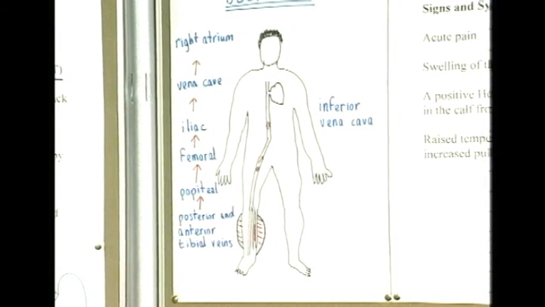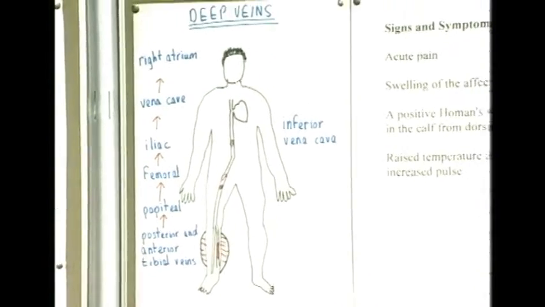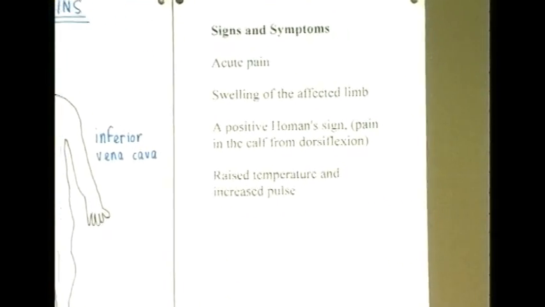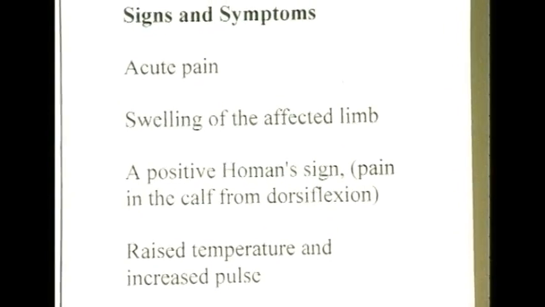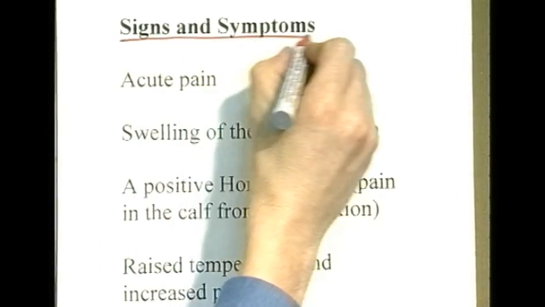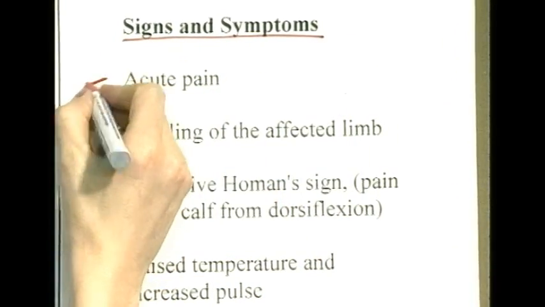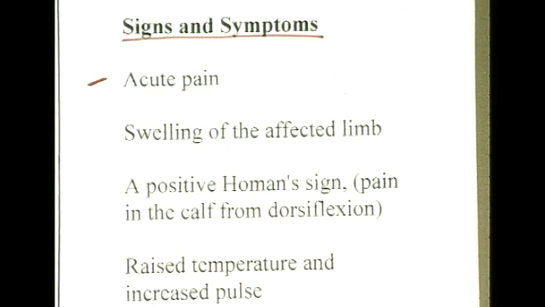Let's think now about the signs and symptoms of a deep vein thrombosis. How would you recognise one should it occur? Hopefully it won't occur. Hopefully we're going to prevent it. But should it occur? Signs and symptoms. Well, it is a painful condition. Pain round about the clot and in the area of the leg below the clot, in the area of leg distal to the clot, because that's going to have its venous drainage inhibited. As we've said, of course, swelling of the affected limb.